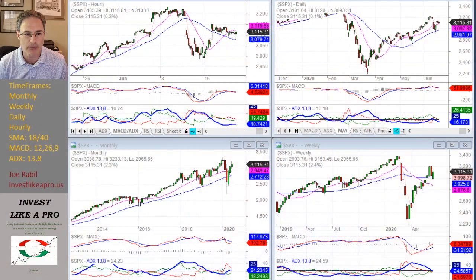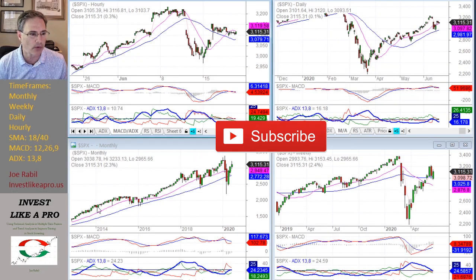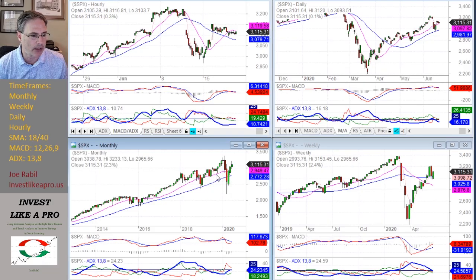So let's take a look at the charts, and I've got the S&P with four time frames up. We'll start with the monthly chart, and again, stay focused on the fact that I've got an 18 MA and a 40 MA on all four of these time frames. Right now on the monthly time frame, the 18 is above the 40 and both lines are rising. That constitutes a trend on the monthly chart.